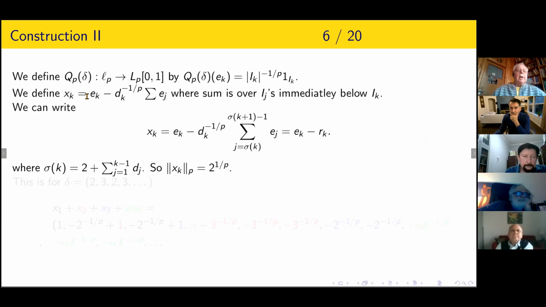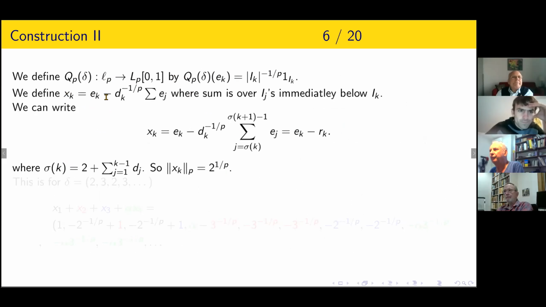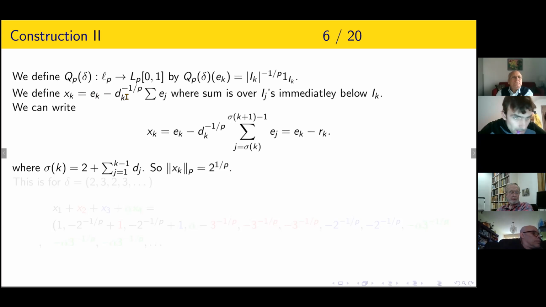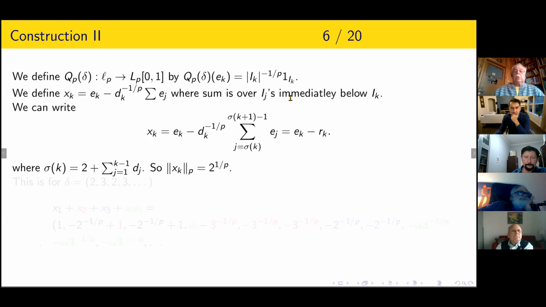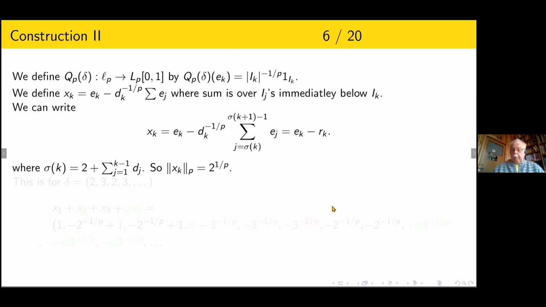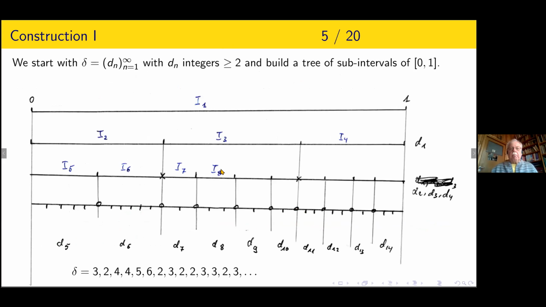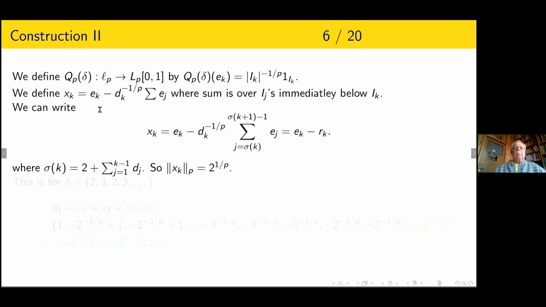Now we define x_k, and this will stay with us for the time of the talk, as the sum of the kth unit vector and the sum of all the vectors whose intervals are below the kth interval. So for example, here is this 8. It will get the 8th unit vector, and the sum of those 3 vectors, and I'm too lazy to calculate all this. But formally, in numbers or in formulas, it is written here.